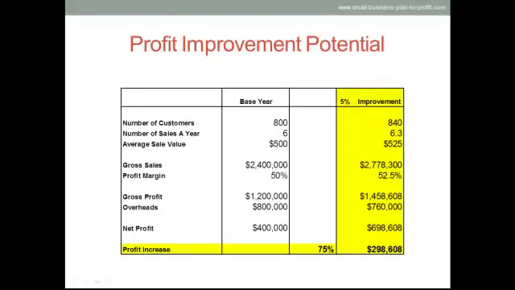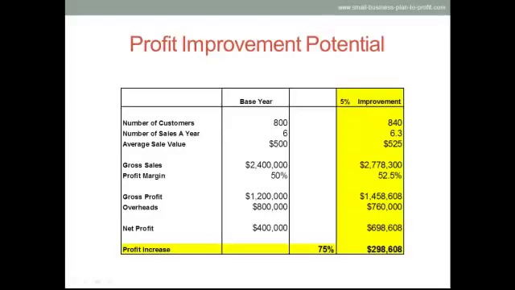Every business is different, and some of these 5% improvements may be difficult for your business to achieve. But in saying that, there are probably some of these key profit drivers that are very easy for you to achieve far in excess of a 5% improvement. So you might find that through good marketing or improved marketing, we can increase the number of customers, say, by 10% or 20% or even 50%.